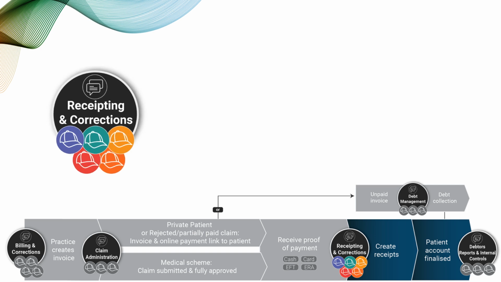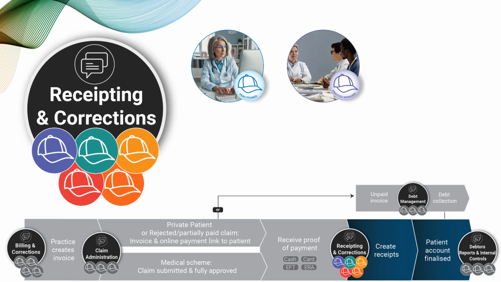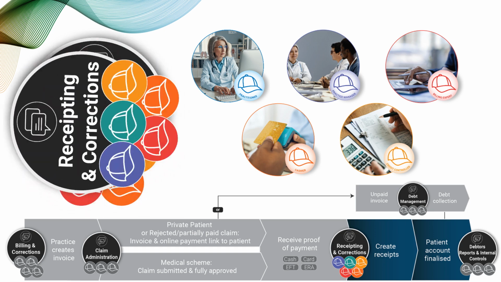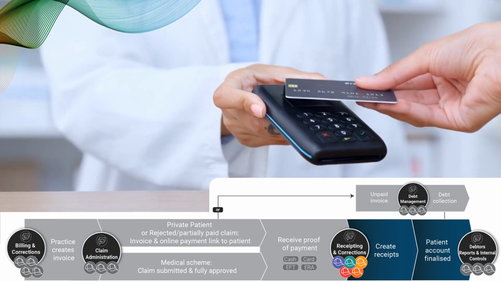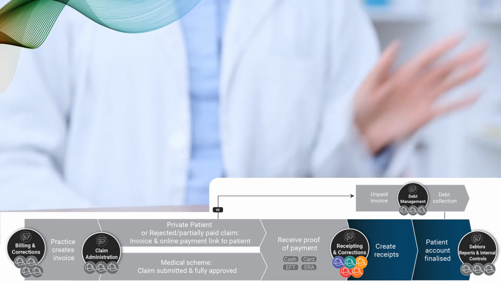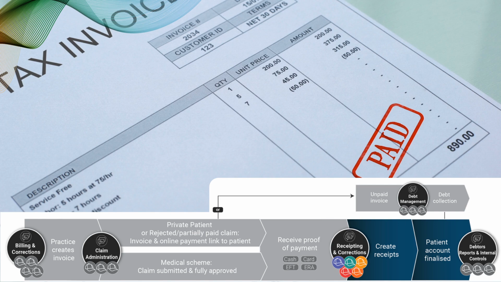The third process is receipting and corrections. The practitioner, practice manager, billing expert, cashier, and credit controller are involved in the receipting and corrections process. Any payment received by the practice, whether through cash, card, or electronic funds transfer, is properly receipted. If the account is paid in full, the debtor account is finalized.